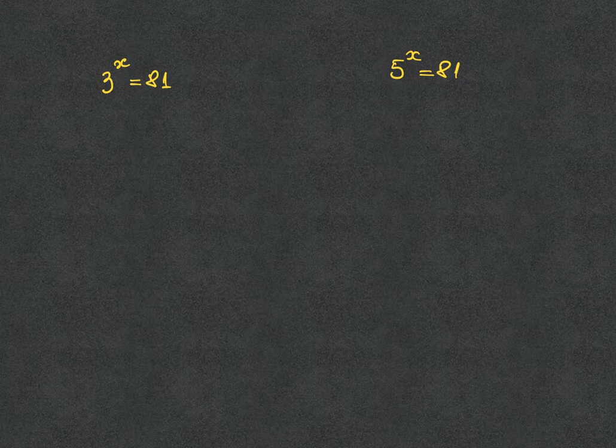Let us look at the equation 3 to the power of x equals 81. I don't need logarithms because I know that 81 is 3 to the power of 4. So therefore, x equals 4.